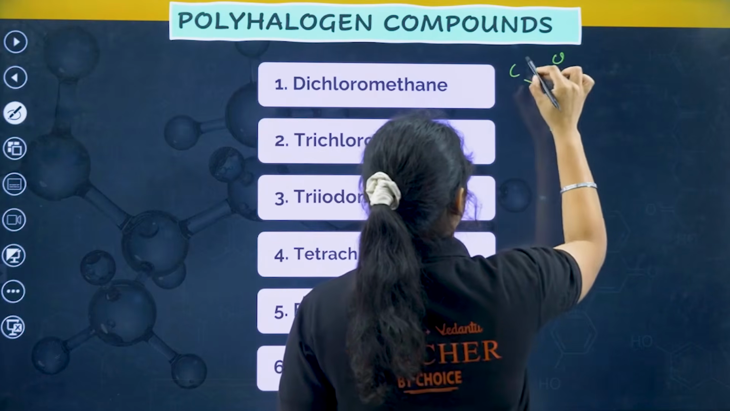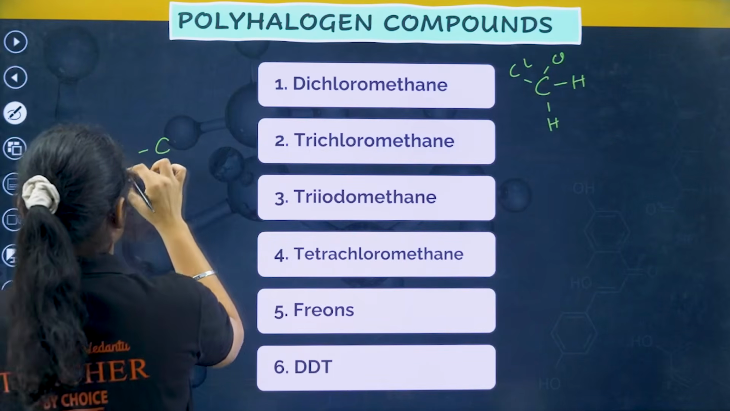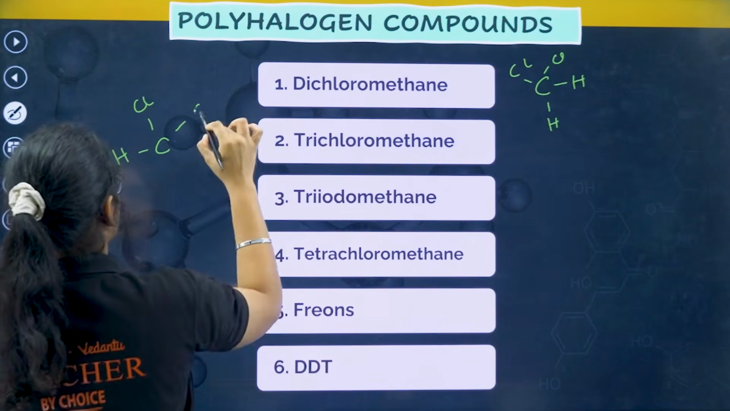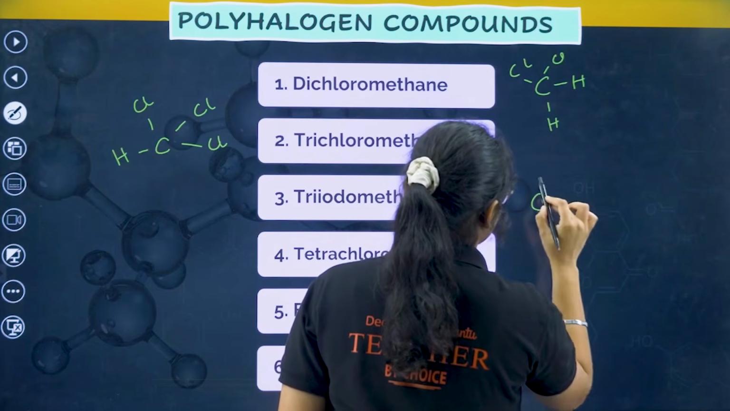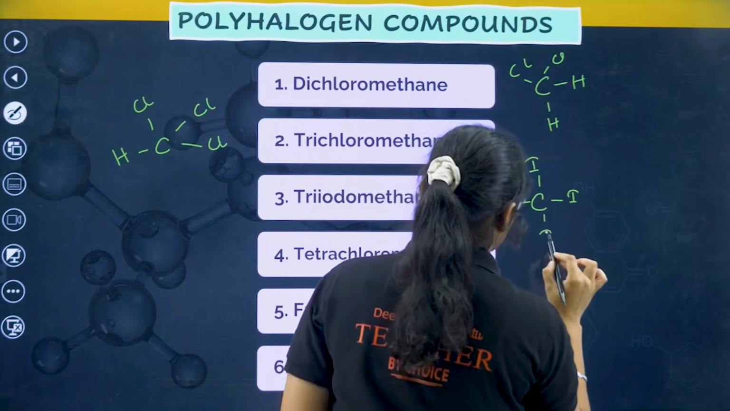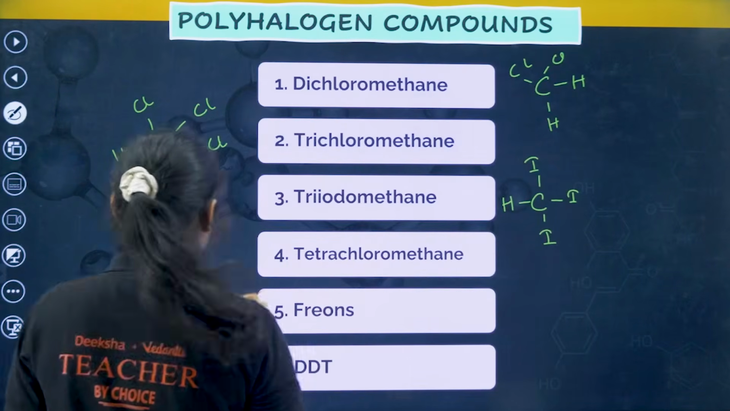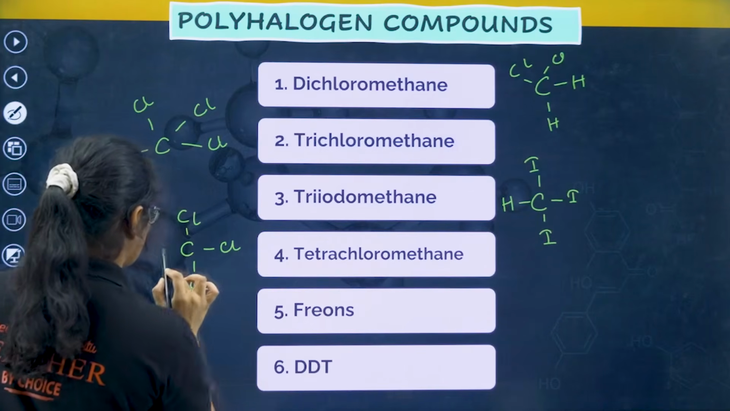Dichloromethane means 2 chlorine groups are present. Next you have trichloromethane, which means you have 3 chlorine groups present. You have triiodomethane, that means you have 3 iodine groups attached. Then you have tetrachloromethane, that means you have 4 chlorine groups attached.